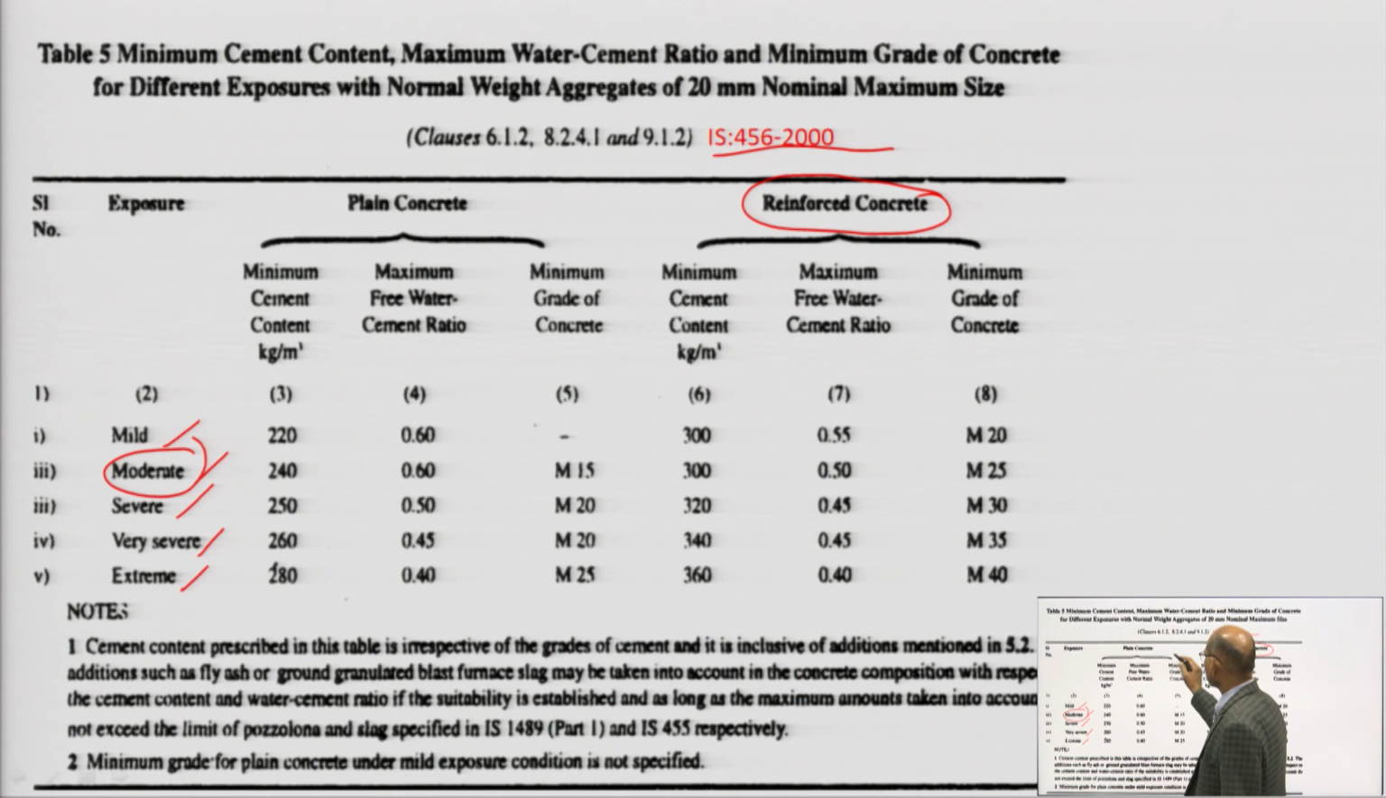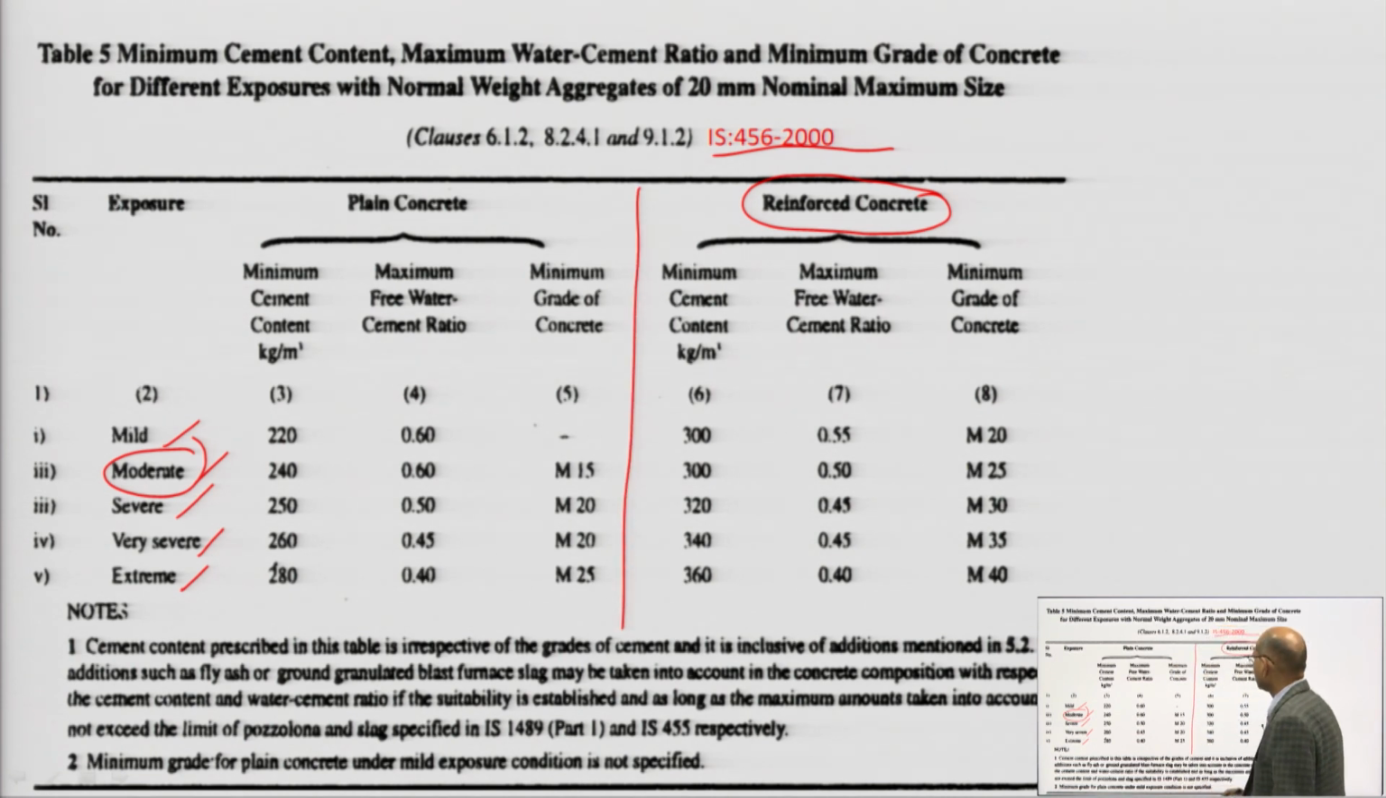So, if you are using it for plain concrete, this part, if you divide, is for the plain part. Okay. So, here what are you observing? With 240 kg minimum cement you have to use. The maximum free water cement ratio is 0.6. Free means the water should be in surface dry condition. And the minimum grade of concrete you have to use is M15.